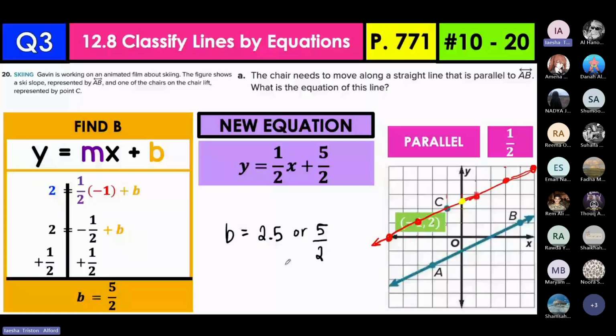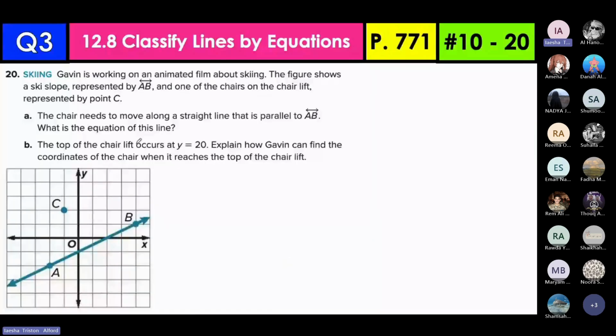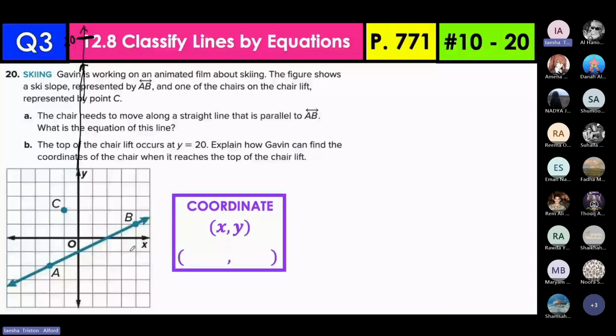Yes. Okay. The second part of this word problem, it says the top of the chairlift occurs at y is equal to 20. So if we continue this graph all the way until y is equal to positive 20, up here, it wants to know what number should be the x. To figure it out, you're going to use your equation. You're not writing y, you put 20, and then you solve.